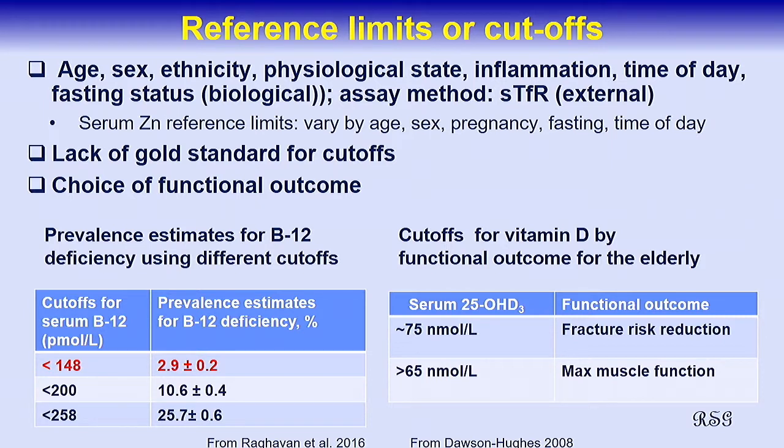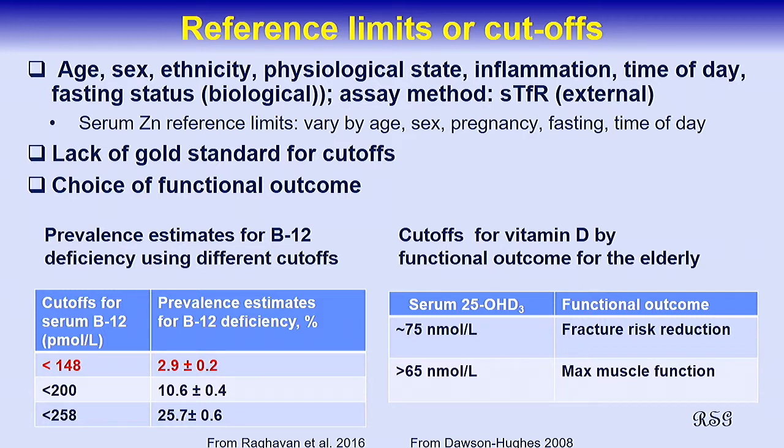What about reference limits or cutoff points? There are many factors that influence reference limits or cutoff points, depending on the biomarker, and I've just given some examples here at the top. The second factor that we have to recognize is that for some biomarkers, there's a lack of gold standards for the cutoffs. I've given an example here in the table below of the 3 different cutoffs that are used in the literature for serum B12. The recommended WHO cutoff is less than 148 picomoles per litre, but you can see what a different yield of prevalence estimates you get depending on the cutoff that's used.